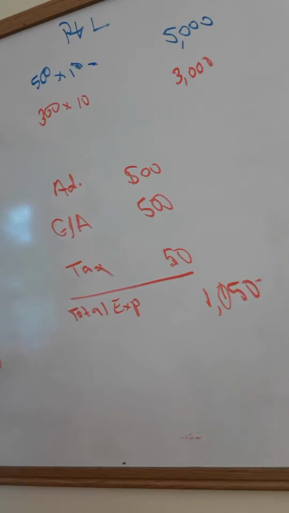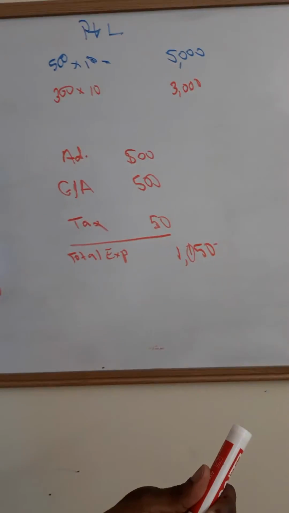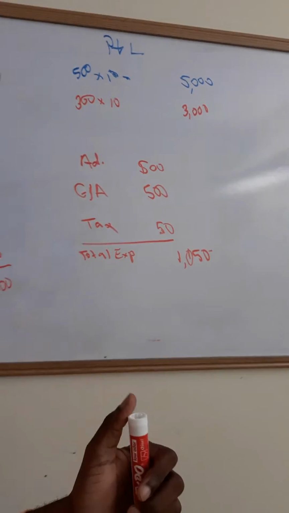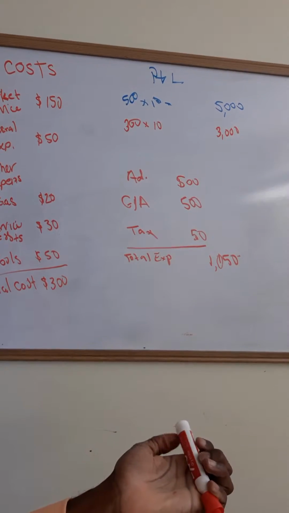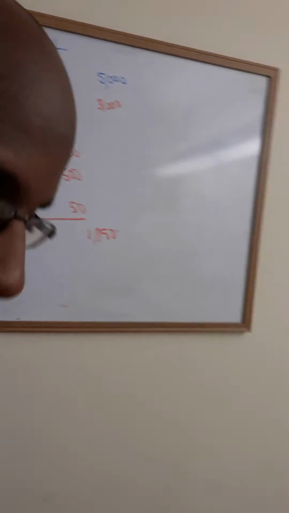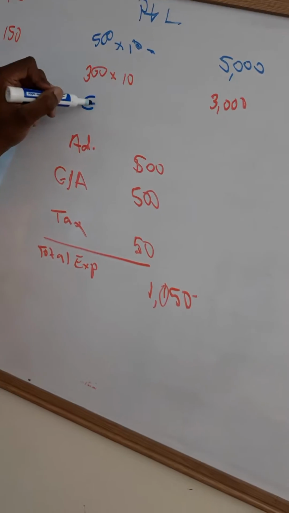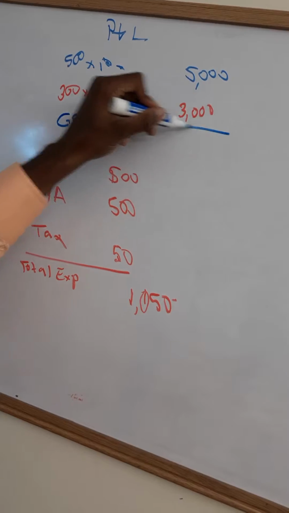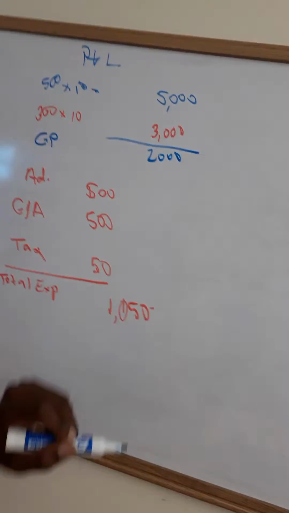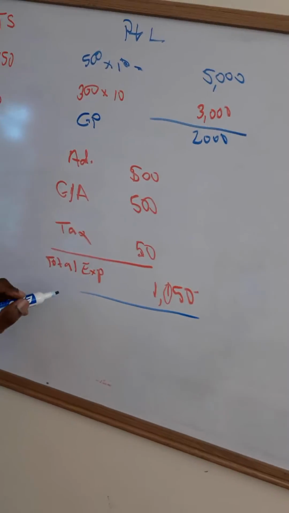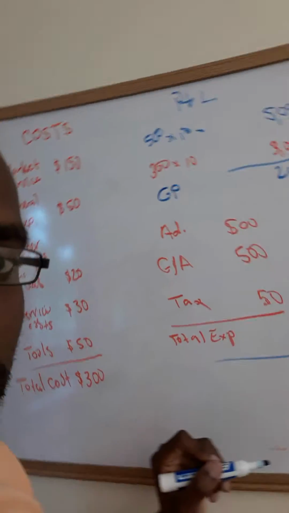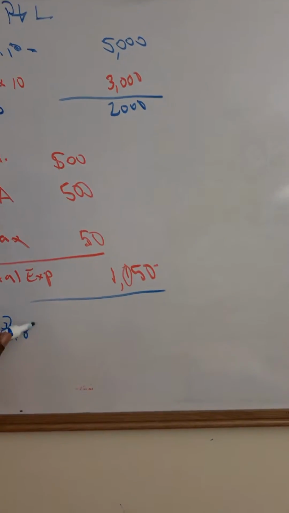1,050. Okay, that's our total cost. Okay, and let's say now that we also have, now let's find out our revenue. We find out our GP, gross profit. It's $2,000. Okay, and now our profit and loss. We now have a profit.